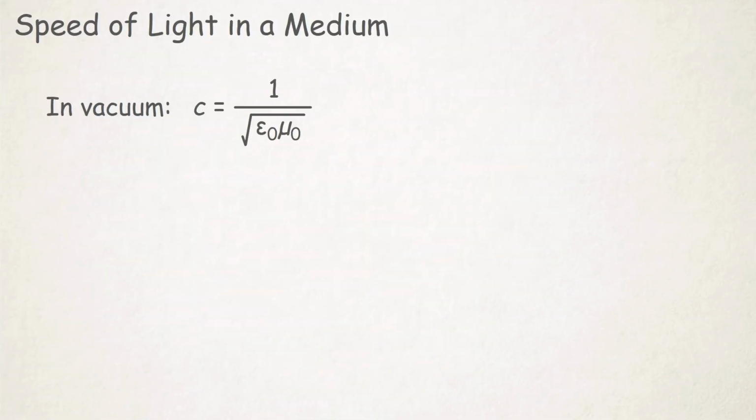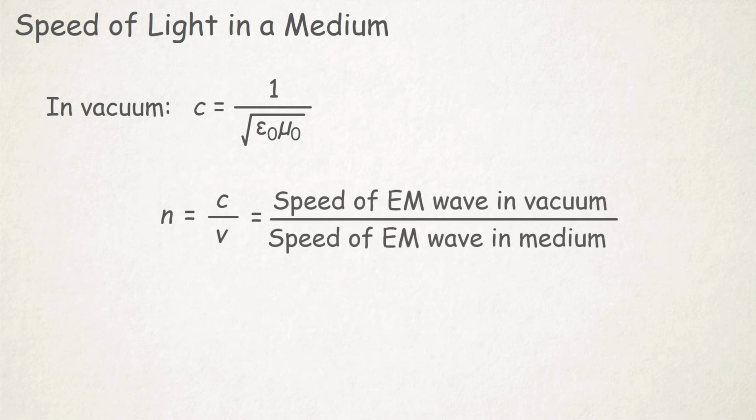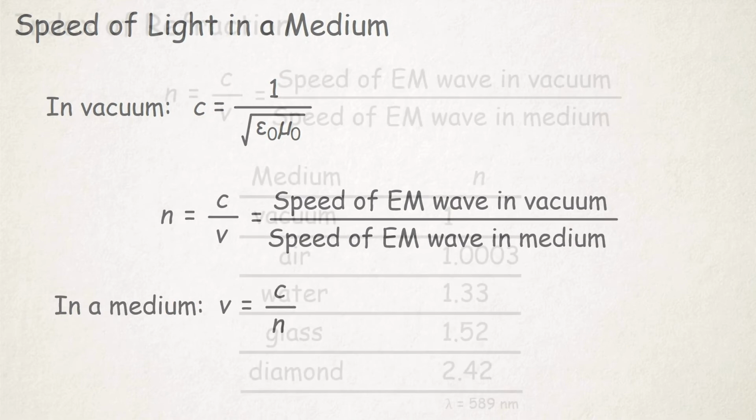When an electromagnetic wave travels in vacuum, its speed is c, the speed of light. But when an electromagnetic wave travels in a material that's not a vacuum, then the speed of light decreases due to interactions with the atoms in the material. That interaction is characterized with a value called the index of refraction, n. By definition, n equals c over v, the speed of the wave in vacuum over the speed of the wave in a material. So the speed of an electromagnetic wave in a medium is c over n.